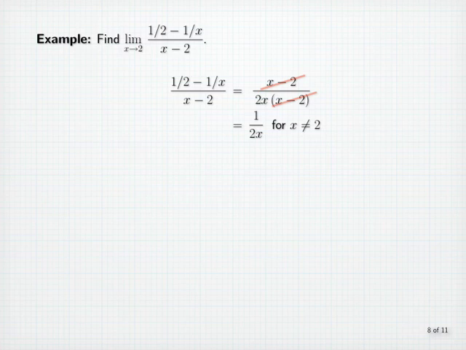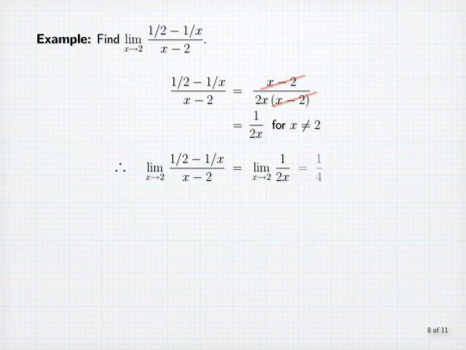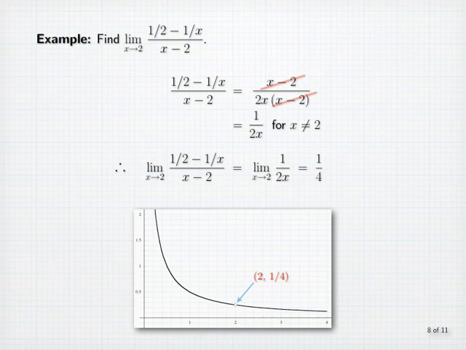So our original function agrees with 1 over 2x for all x other than 2. Therefore, these functions have the same limit as x approaches 2, and it's easy to see that the limit as x approaches 2 of 1 over 2x is 1/4. Now here's the graph of the original function. It's the same as the graph of y equals 1 over 2x, except with a hole at the point 2, 1/4.